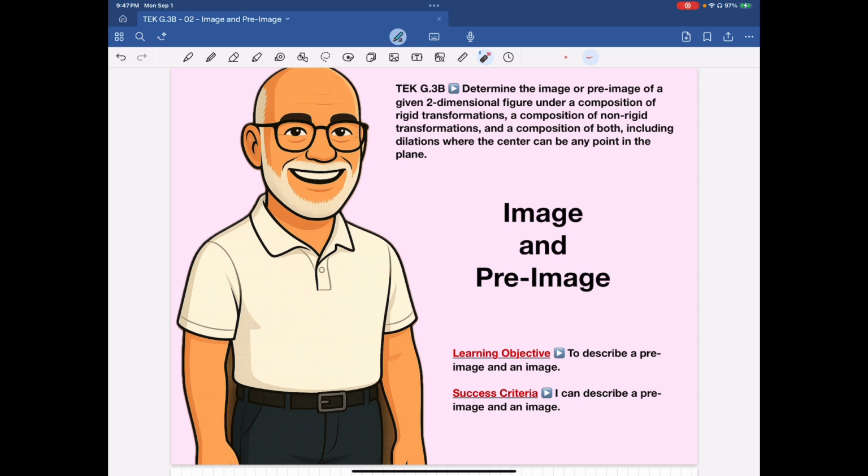Our learning objective is to be able to describe pre-image and image. And you'll know you have mastered this objective when you can talk to someone and describe what a pre-image means and what an image means.